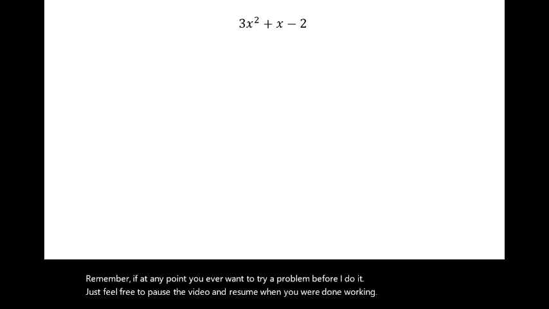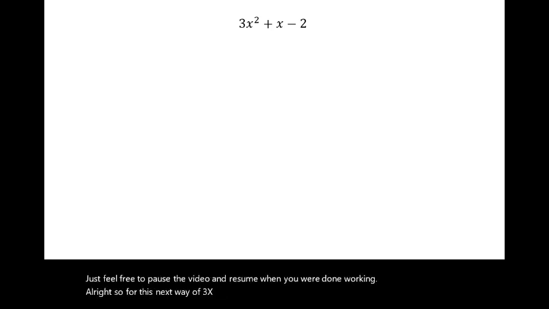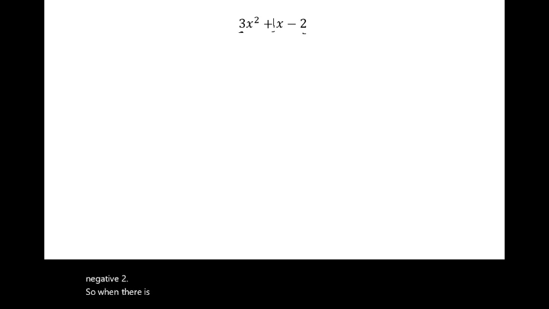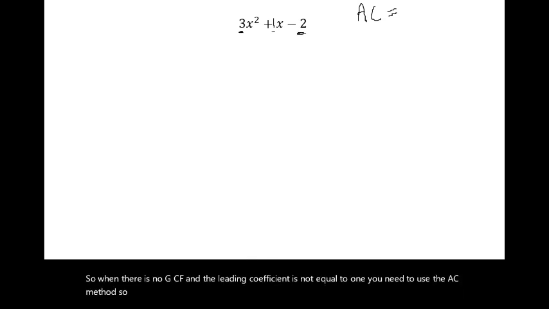All right, so for this next one, we have 3x squared plus x minus 2. You might notice that the leading coefficient is definitely not equal to 1. And there is no GCF here. We have 3, 1, and negative 2. So when there is no GCF and the leading coefficient is not equal to 1, you need to use the AC method. So we're going to take the first number 3, multiplied by the last number, negative 2, will give us negative 6.